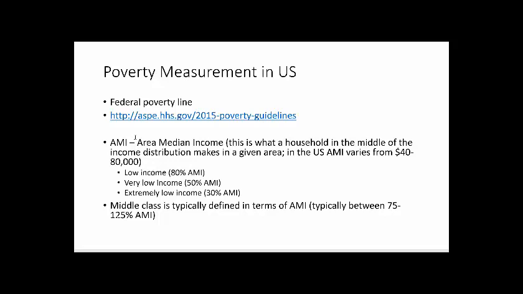You can say that a household that makes 80% of that AMI, area median income, is low income. A household that makes 50% or less is very low income. A household that makes 30% or less is extremely low income. So in LA County, 80% of 50,000, let's say, would be around 40,000. So a household that makes less than 40,000, and this is a household, not a person, a household can be more than one person, a household that makes 40,000 or less in LA County, for example, would be considered low income.